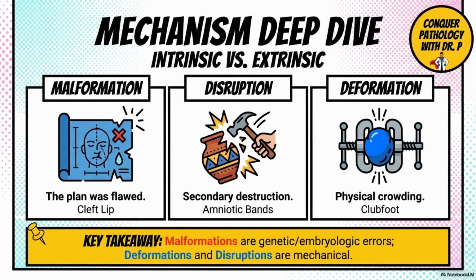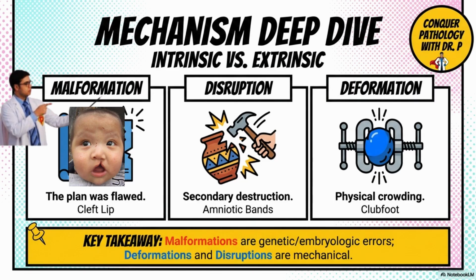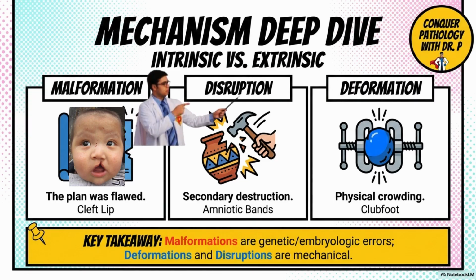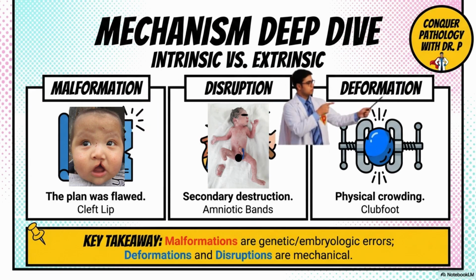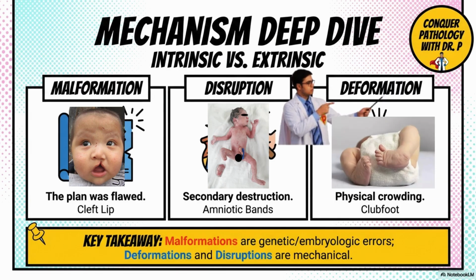Let's dive a bit deeper to make sure you have this clear. Malformation. As I said, the plan was flawed. The classic example here is cleft lip. Disruption. This is secondary destruction. A classic example is amniotic bands, the fibrous bands that can amputate a limb that was otherwise forming perfectly. Deformation. Physical crowding. Think of clubfoot caused by the uterus being too crowded.